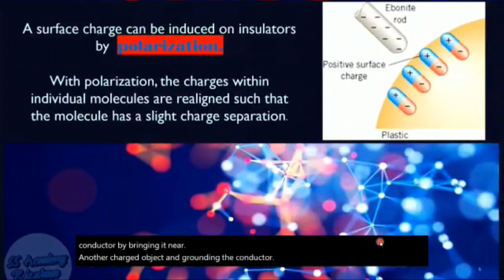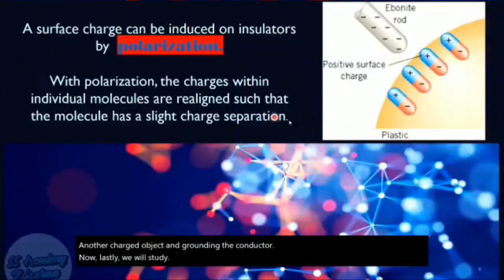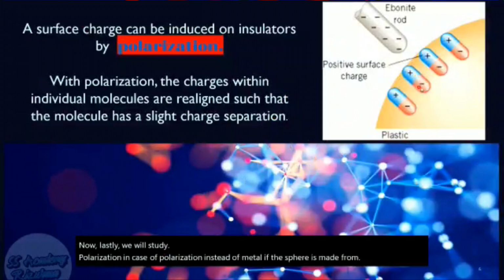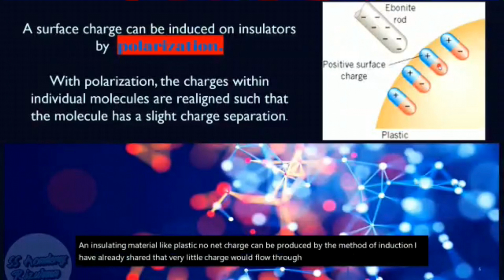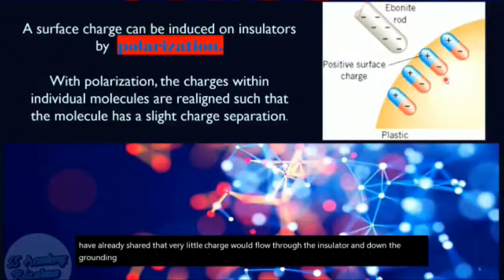Now lastly, we will study polarization. In case of polarization, instead of metal, if the sphere is made from an insulating material like plastic, no net charge can be produced by the method of induction. I have already shared that very little charge would flow through the insulator and down the grounding wire. Anyway, the electric force of the charged rod would have some effect on the insulating material.